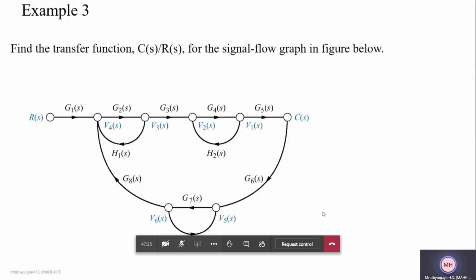Yeah, next. Find out C by R. Come on, each one of you take paper and pen, start writing. Start solving it. Then only you will have the doubt.